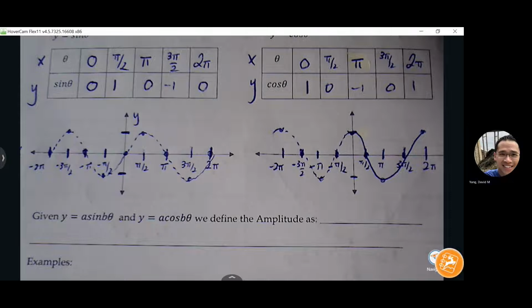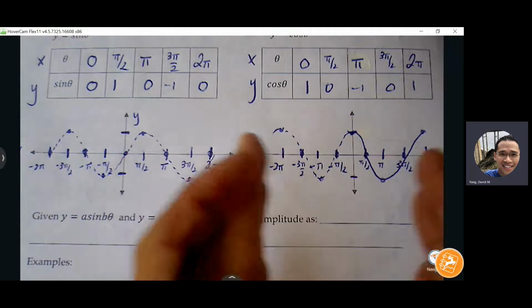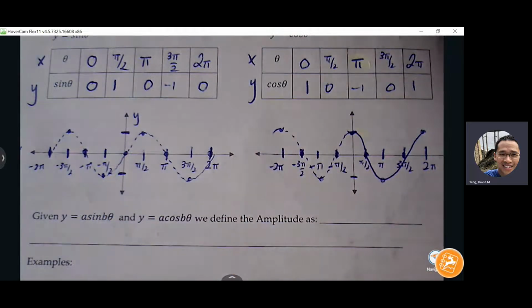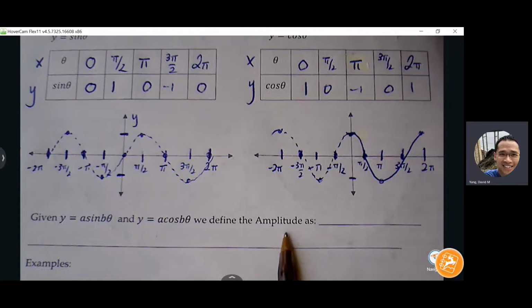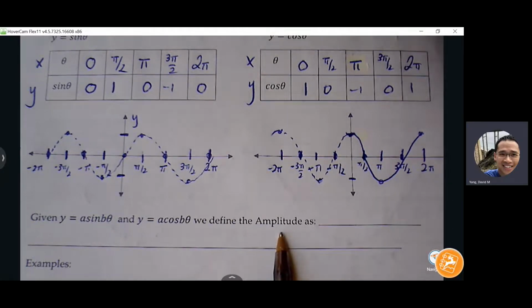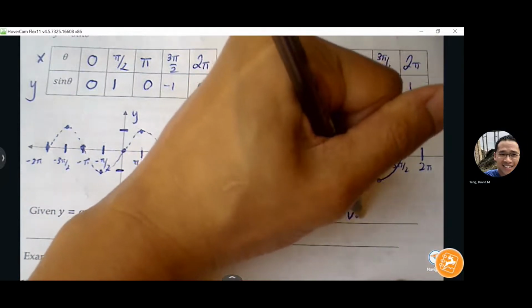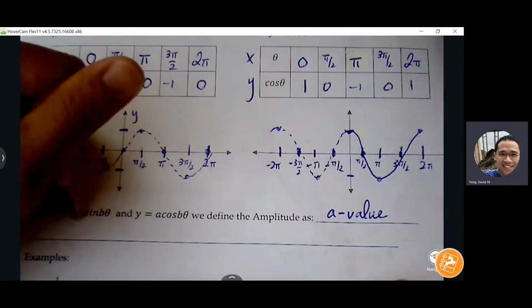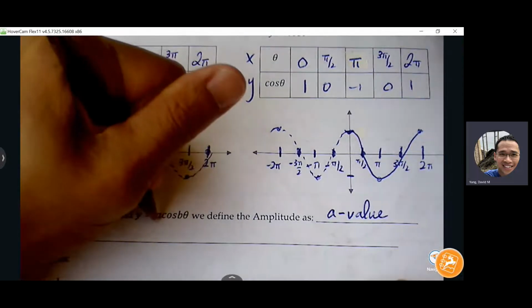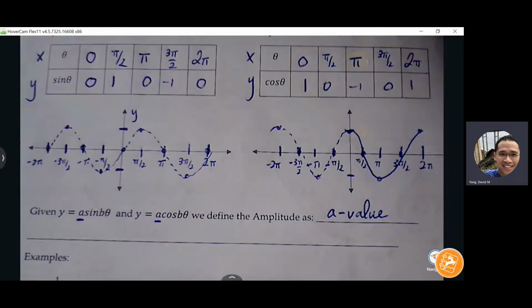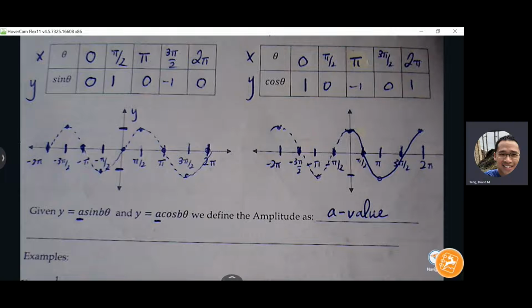So we're going to talk about transformations in terms of taking this parent graph and extending it and changing the center, changing the height, changing the starting point. And the first thing is a property called amplitude. So amplitude is the A value. Basically, it's the number that you see sitting in front of your sine and cosine function.